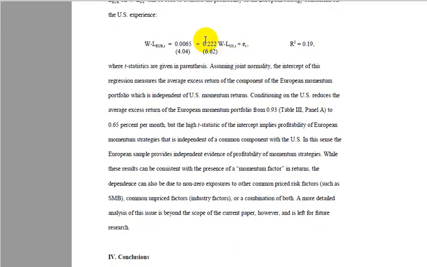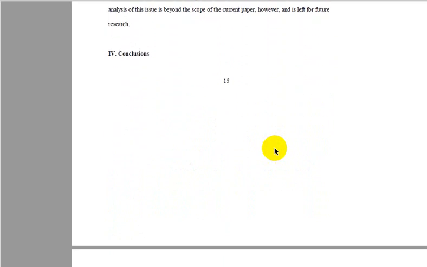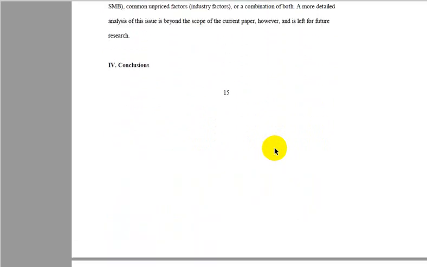We do, however, see that the U.S. momentum returns do have somewhat of an influence on the European momentum returns, with the t statistic being so high. But of course, this is a pretty simple regression, so there could be other factors at stake, for instance, the size and the market betas that we explored earlier. So let's conclude on the whole paper here, section 4, the conclusion.